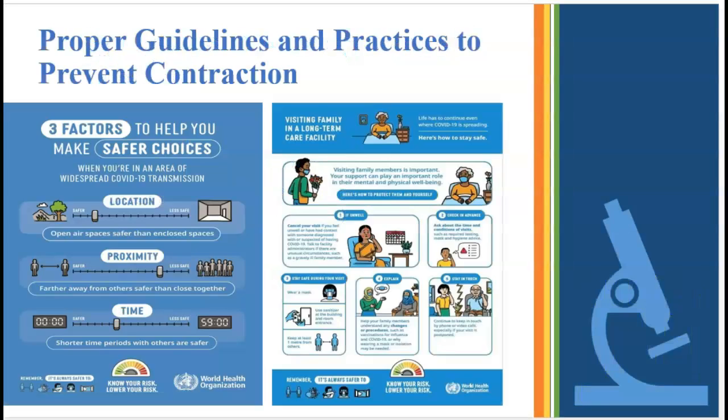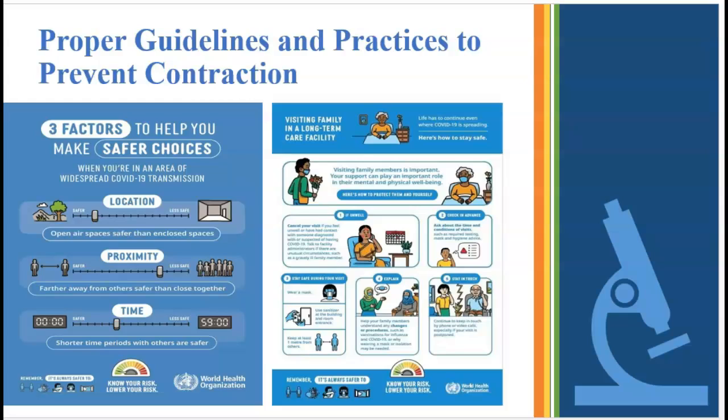Proper guidelines and practices to prevent contraction. Three factors help you make safer choices: location, proximity, and time. These three things are said to really help decrease the chances of contraction.